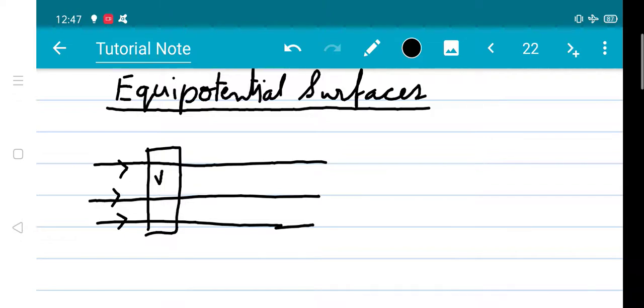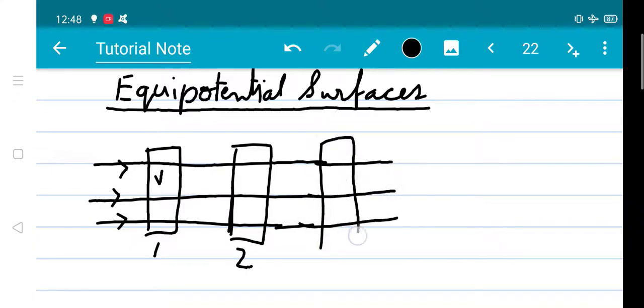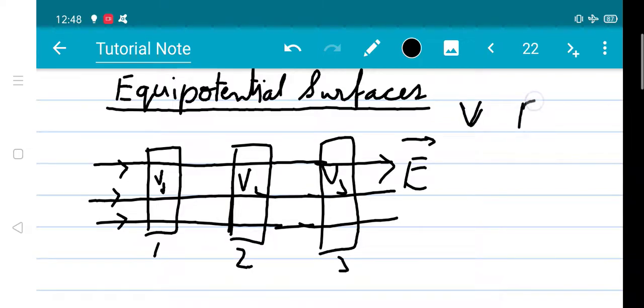Now we can take a sheet. Suppose this is sheet 1, another sheet in the same electric field, let us say it is 2, and another one, the third sheet. Now if the potentials on these three surfaces are V1, V2 and V3 respectively, then for a uniform electric field E, the equipotential surface is always normal to its field lines. That is, the angle between V and E is always 90 degrees.